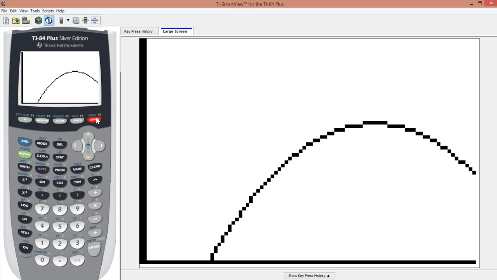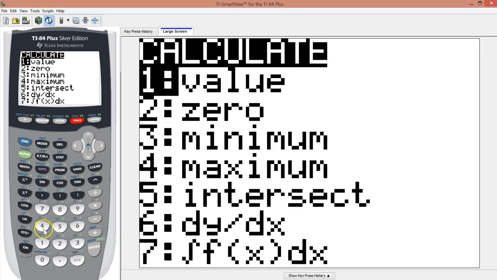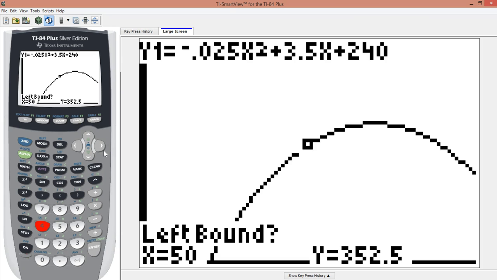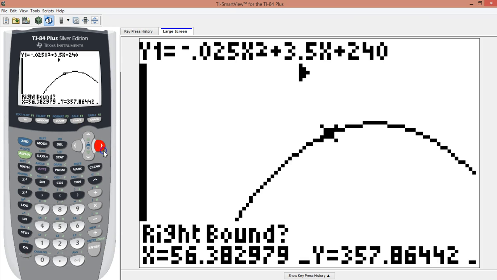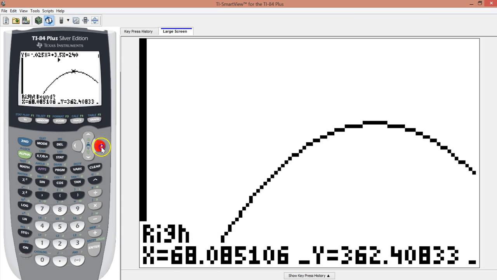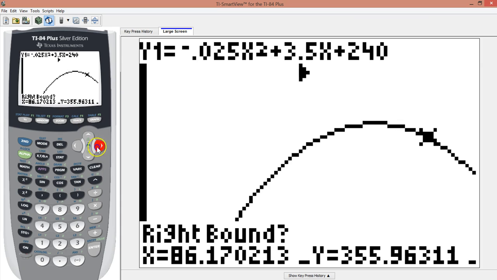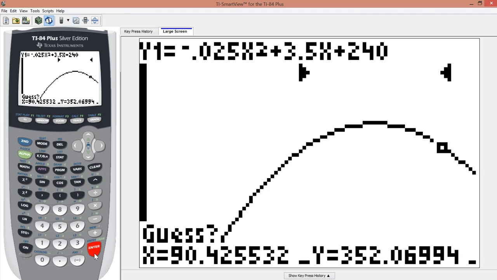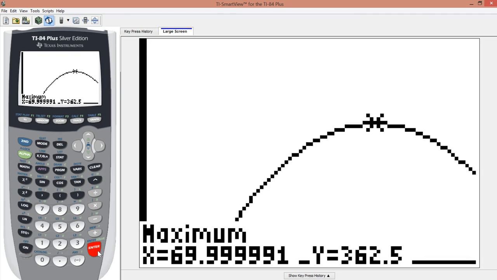All right. So now when I do second calc and I want to find the maximum, this is the left bound. The right bound is somewhere about here. Enter. Guess, enter. And right there, there is a maximum at 69.9, about 70 miles per hour. And what is the maximum miles that you can drive? 362.5.